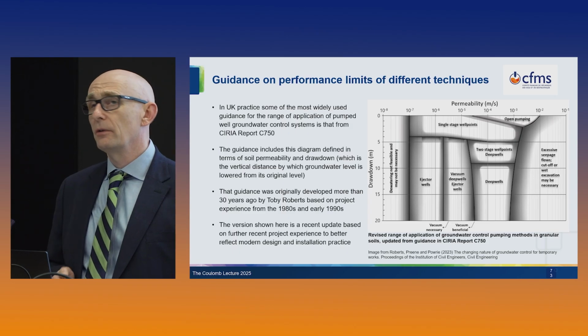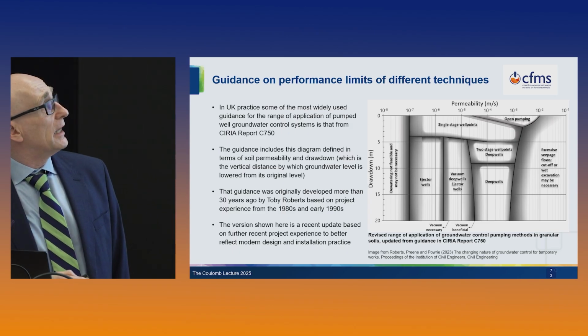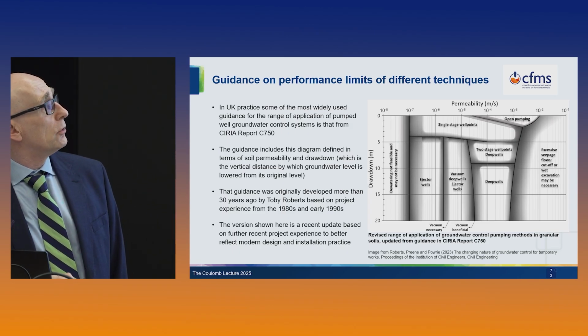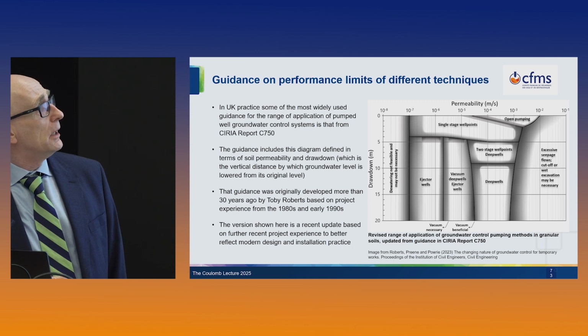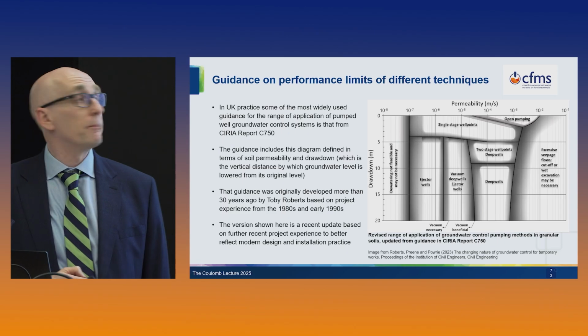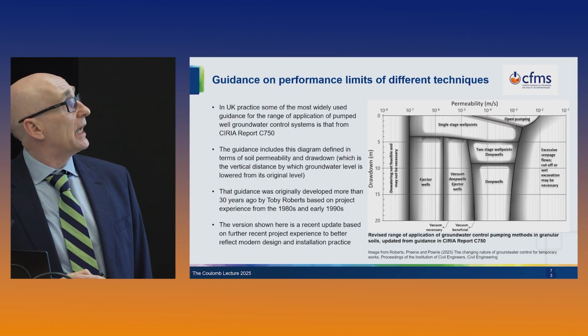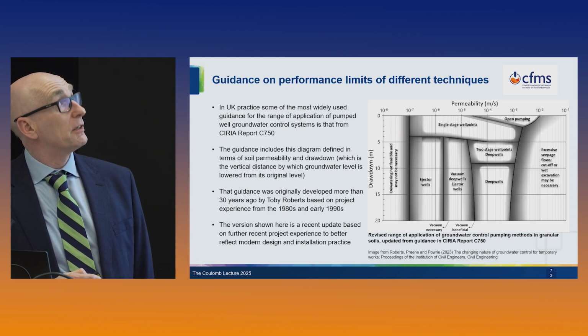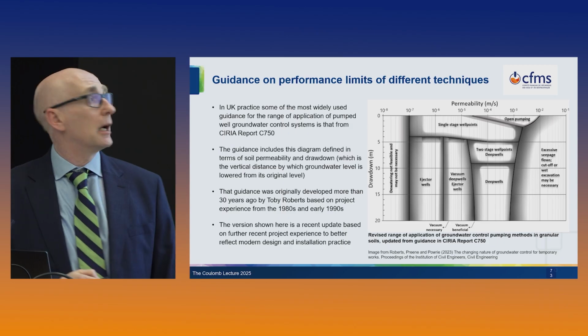So I'll just take you through this for a couple of minutes. So it relates permeability to drawdown. So permeability we've talked about. So permeability is a measure of the ease with which water flows through soil and rock. It's in meters per second on a log scale. So 10 to the minus 7 there, 10 to the minus 7 meters per second. That's a silt perhaps.